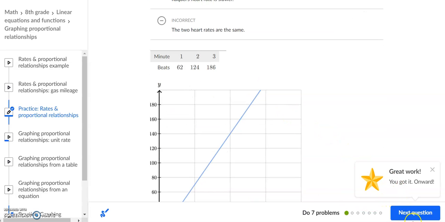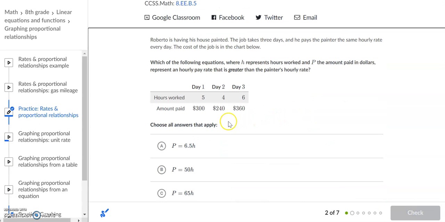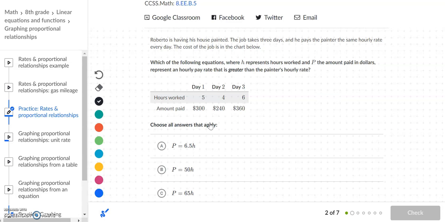All right, let's do a couple more of these problems real quick. This one is giving me the amount paid and the number of hours worked. Well, this would be asking about the hourly rate. The hourly rate is how much you get paid per hour. You guys understand that idea, right? So the idea is how much money, how many dollars per hour. I mean, we talk about getting a job.